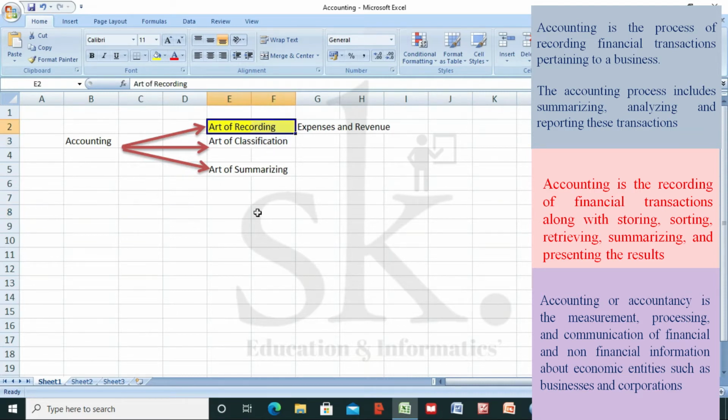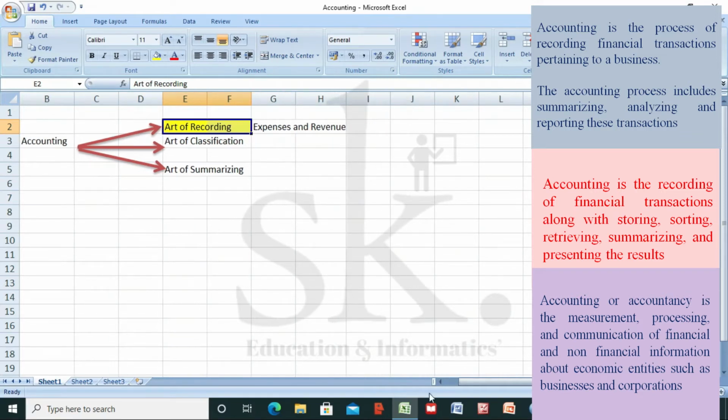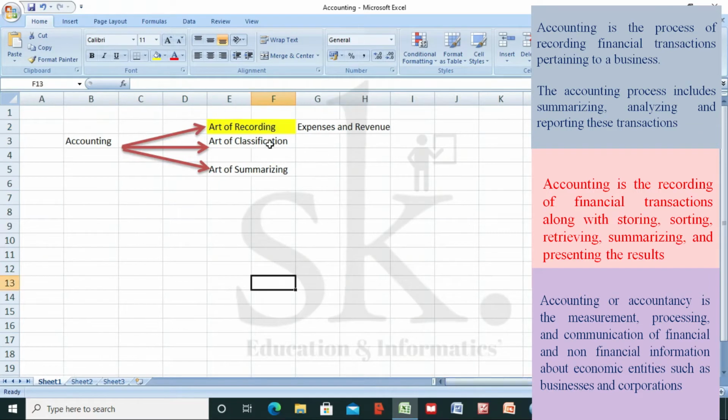Now this recording of transactions is normally done on the basis of a chronology with reference to date. That means we start with the first date of the month, then we move on to the next date. So with reference to the dates, we normally start recording. Art of recording means all possible expenses and revenue of the organization will be recorded based on the date on which they occur. So we are following a chronology.